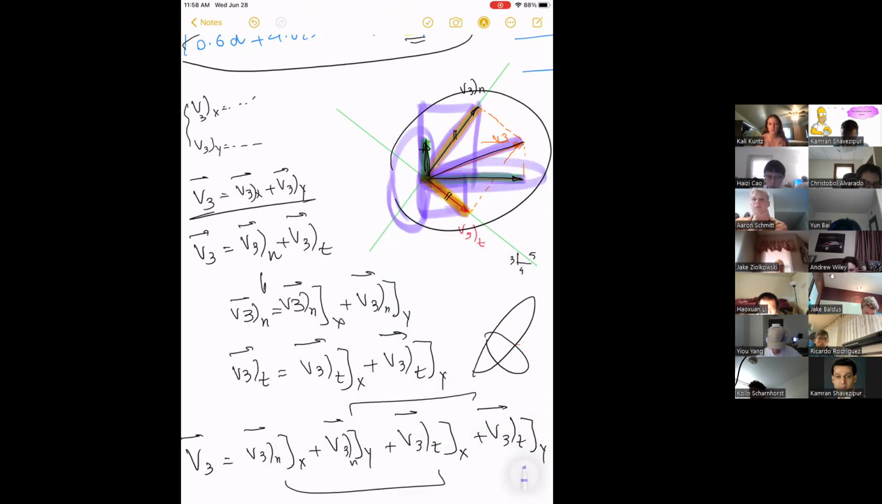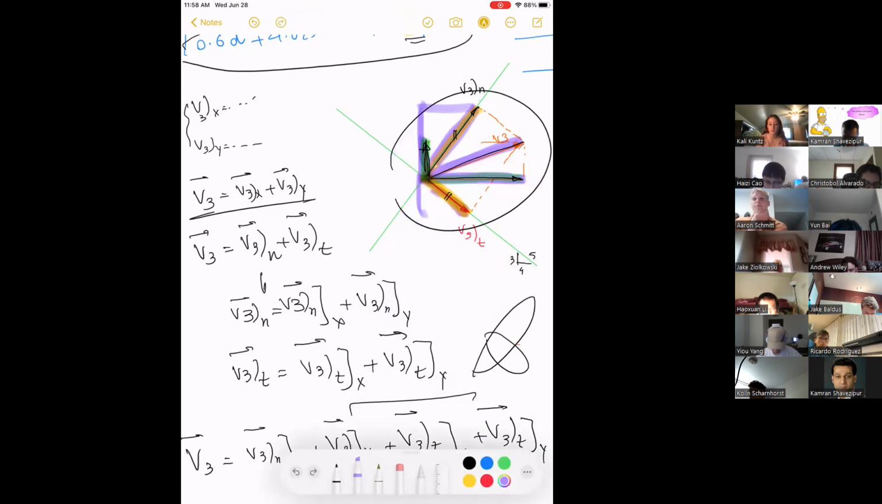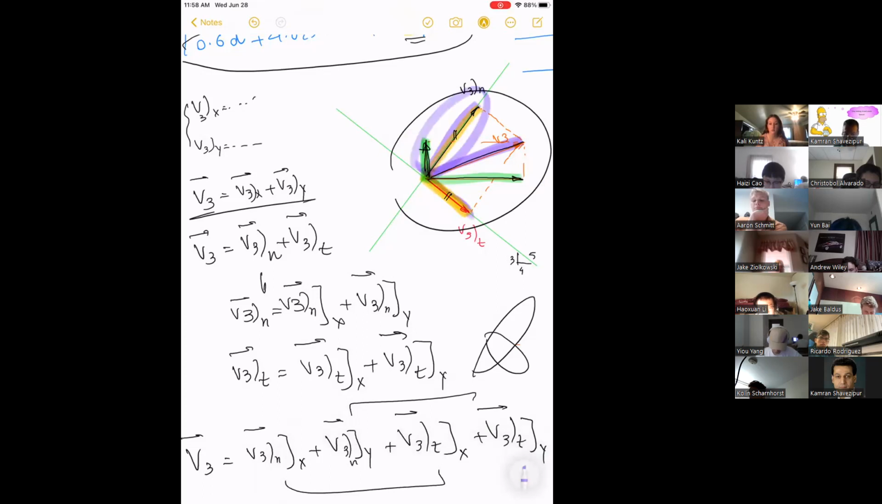We do the same with these components. I want to find the x and y component of V3. And V3 is made of this and that. I find X and Y component of this, X and Y component of this, and add them together. Okay? Make sense now?